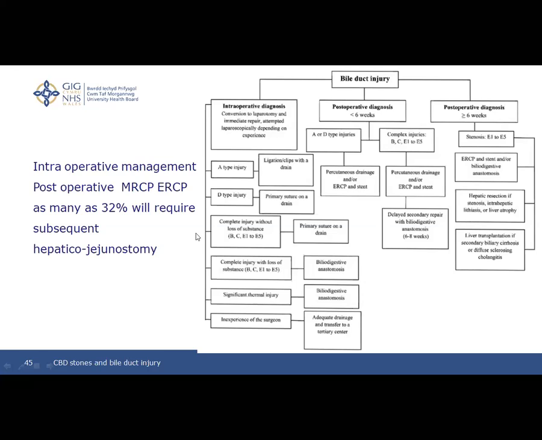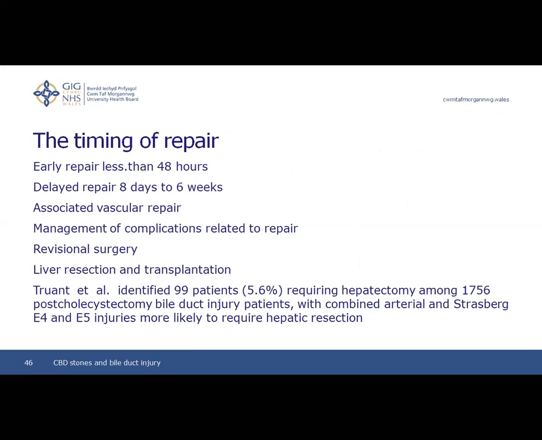The most common surgery done for bile duct injuries is hepaticojejunostomy, and after post-operative MRCP and ERCP, as many as 32% will require hepaticojejunostomy. So what is the timing of repair for patients who have bile duct injury? Usually it is early repair, intraoperative. It's definitely easier, and primary suturing is possible. The earliest is 48 hours, and late repair is 8 days to 6 weeks, depending upon the patient. When there is an associated vascular injury, it complicates the situation still more. There can be chances of hepatic necrosis and liver resection as well, and there is an injury to the major blood vessels in the liver hilum. That's why I spoke about the liver hilum in the first few slides.